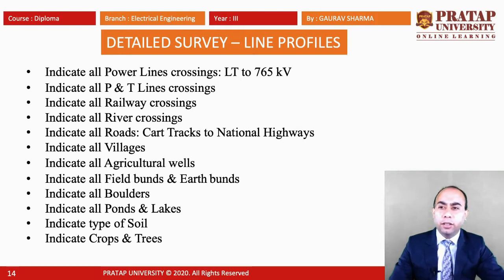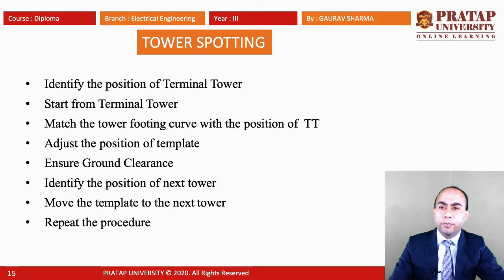The line profiles included in the detailed survey indicate all power line crossings, all PNT line crossings, all railway crossings, all river crossings, all road crossings, all villages, all agricultural wells, field bunds, ponds and lakes, soil, crops and trees. All these things are indicated in the line profile.